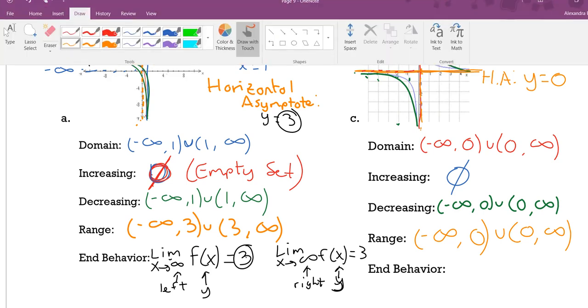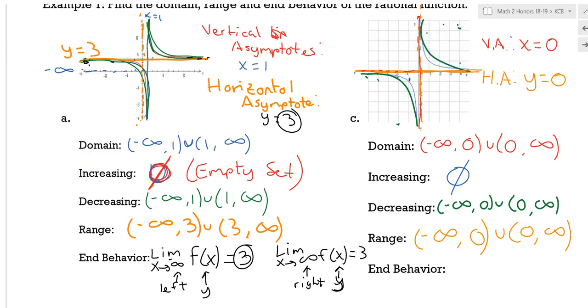Finally, our end behavior. The limit as x approaches negative infinity of f of x. Okay. This side, what is my y value doing? It's getting close to that line.